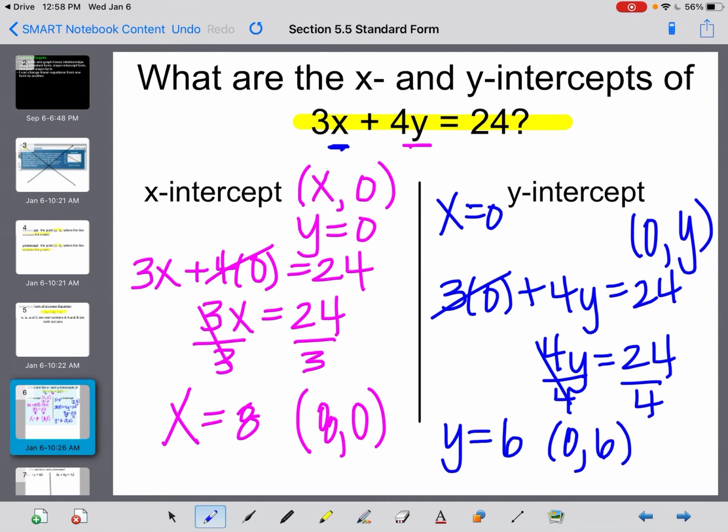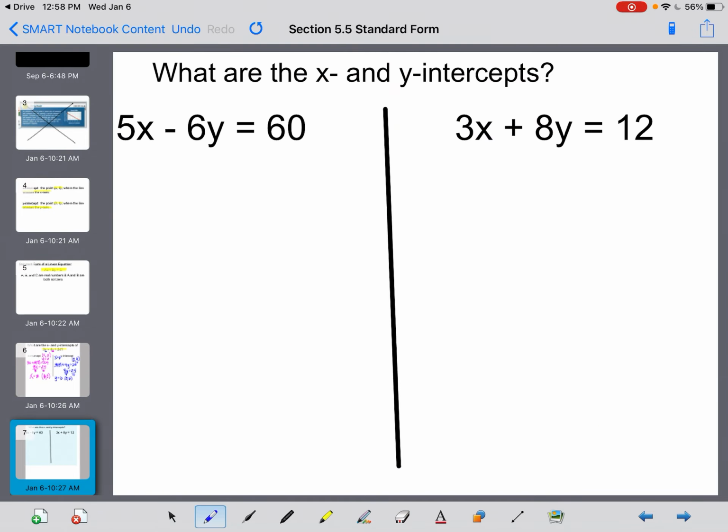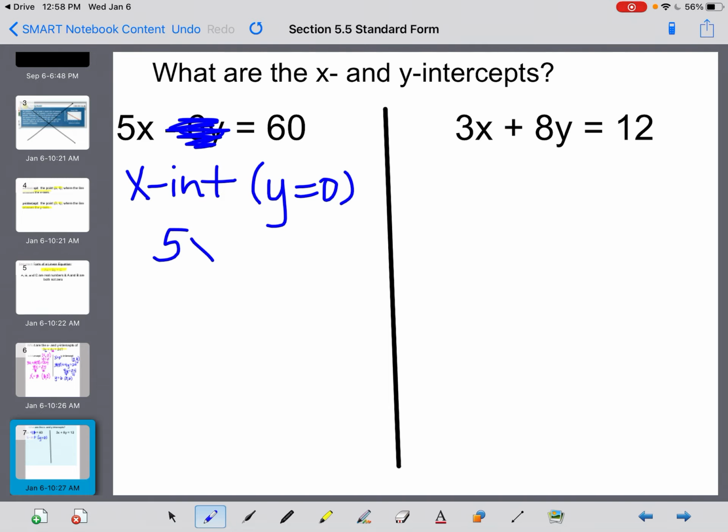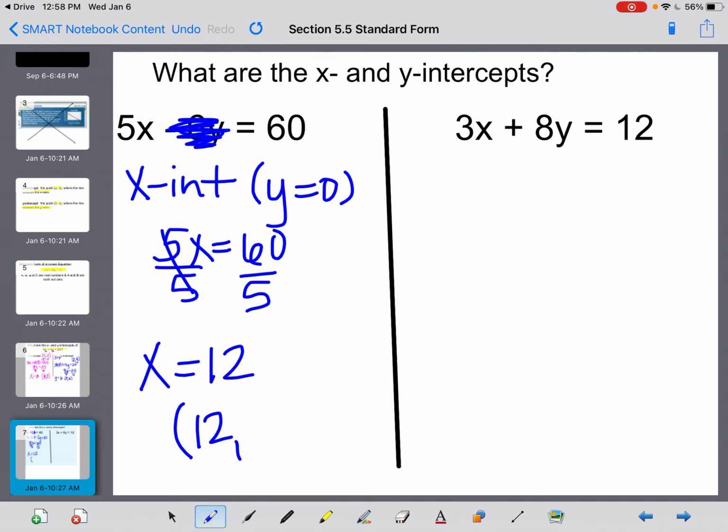All right, so really the easiest way to do this, since I know that to find my x-intercept, that means that my y is going to be equal to 0. So I'm really just going to get rid of this for right now, because anything times 0 is 0. So 5x equals 60. And then I divide by 5, and I find out that my x-intercept is 12, or the ordered pair 12, 0.